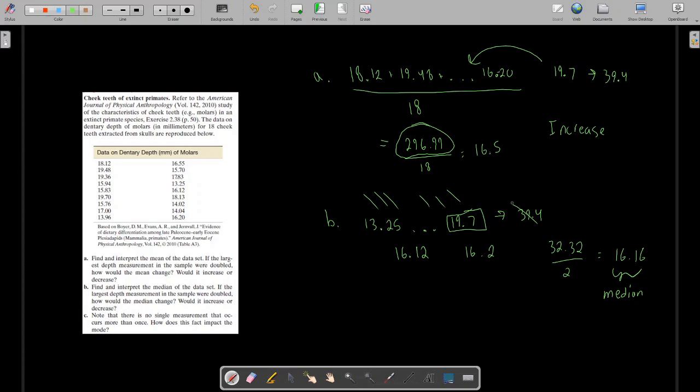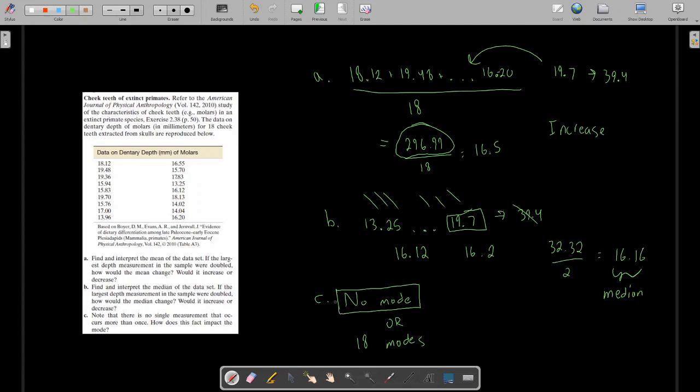And now lastly, note that there is no single measurement that occurs more than once. And so how does this fact impact the mode? So there's two ways you could look at this. You could say that there is no mode because each value only occurs once. There's no value that shows up 2 or more times. So you could say that there's no mode, which is probably the most common way to look at this. But you could also say that the mode is all of these values because they all occur the most amount of times, exactly once. So you could either say there's no mode or there's 18 modes, where each data value is a mode.